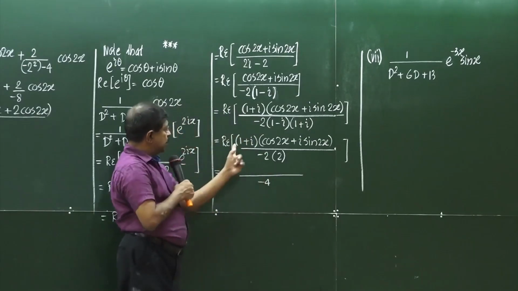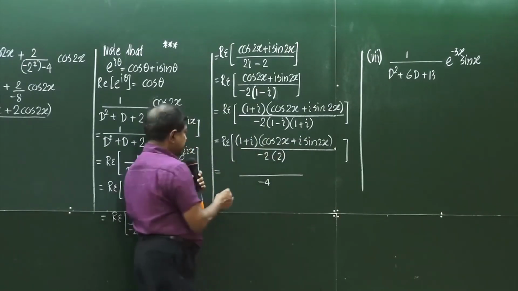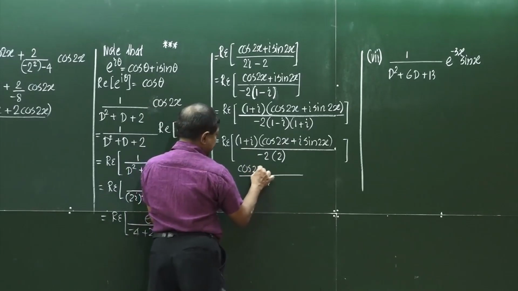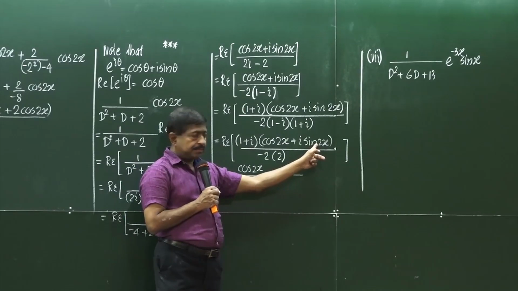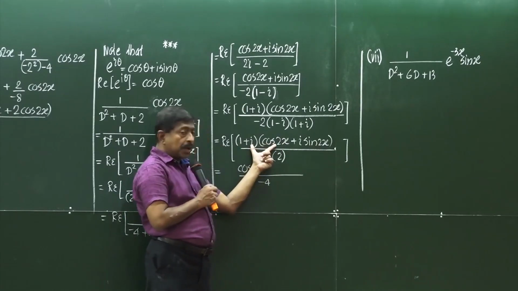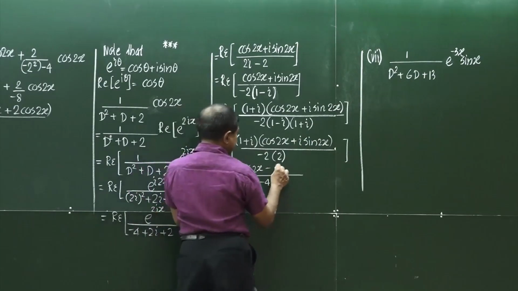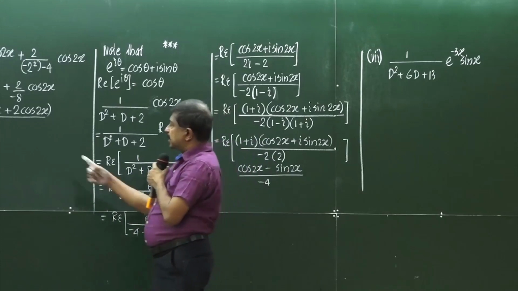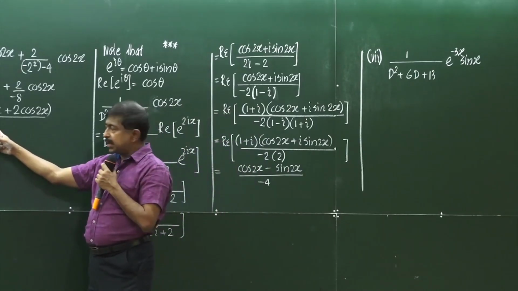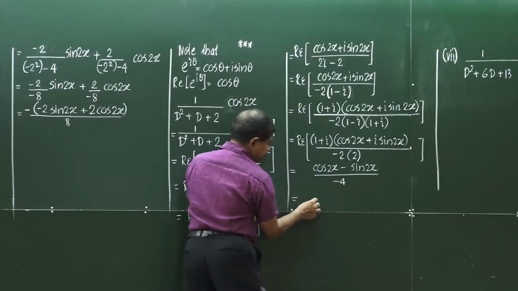What is the real part? There are 4 products, right? 1 times cos 2x is a real part. 1 times i sin 2x is not real. The product of i and cos 2x is not real. But when you multiply these two, i times i is minus 1, so minus sin 2x. This is the same as the previous answer. Why? You have an 8 in the downstairs. I'll make it 8 and show that all the answers are equal.